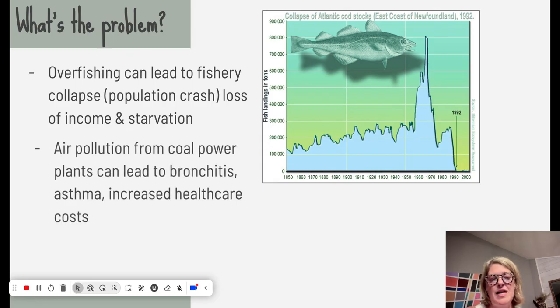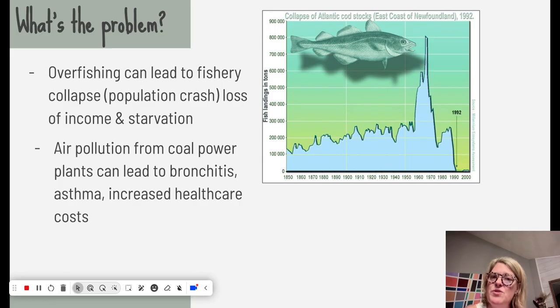Another example of this is air pollution from coal power plants. Coal power plants just went up like crazy during the Industrial Revolution and continued. Even today in Indiana, coal is one of the primary ways that we power our electric grid. And so the issue is we're pumping all of this air pollution into the clean air that we have to breathe, which is a public resource available for all of us. We all have the right to clean air.